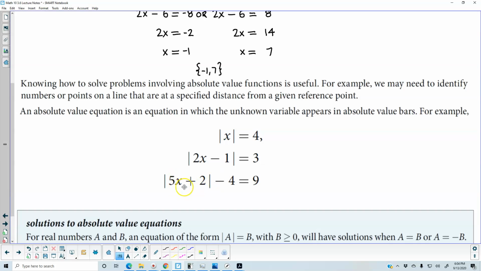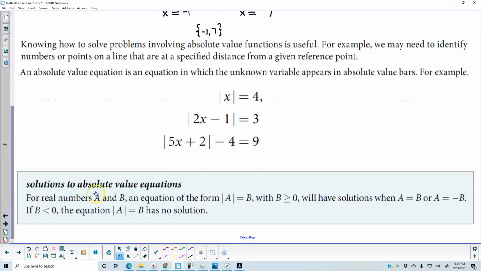Over here we have the absolute value of 5x plus 2, minus 4, equals 9. In this scenario, we would need to isolate the absolute value before we can apply the definition. We would have to add 4 to both sides, whereas in the previous two, it's already isolated on the left-hand side.